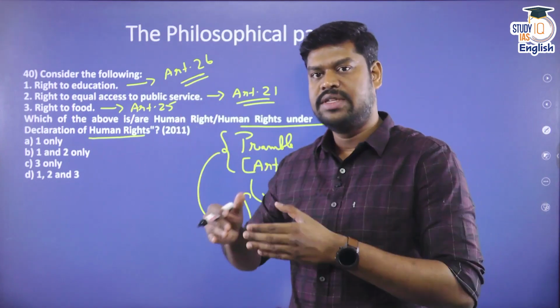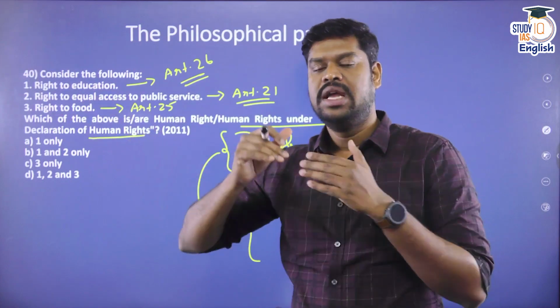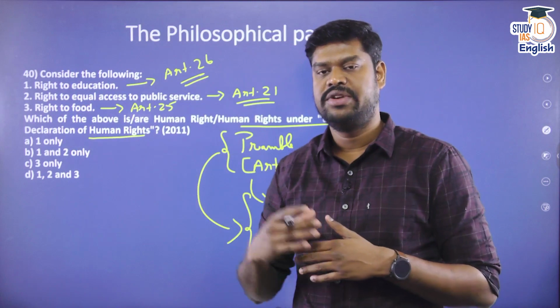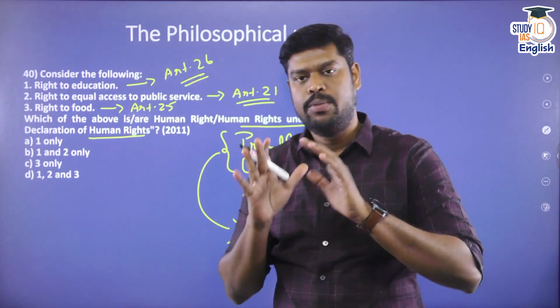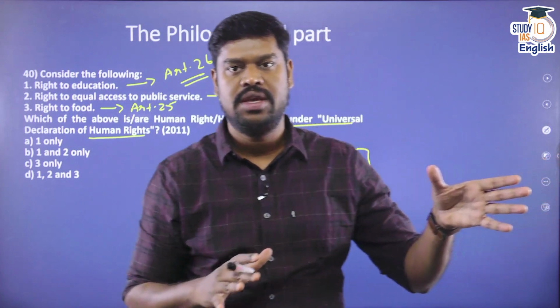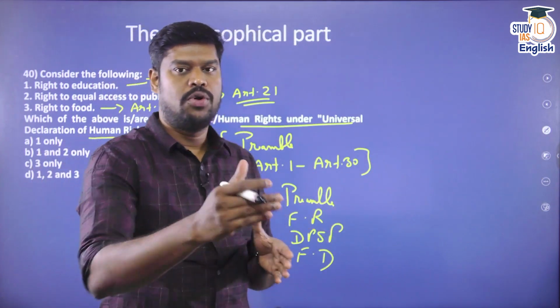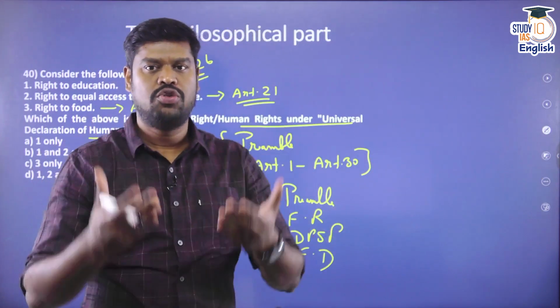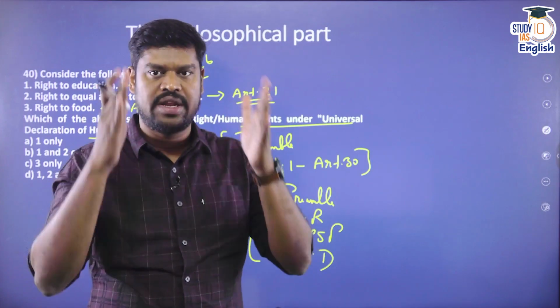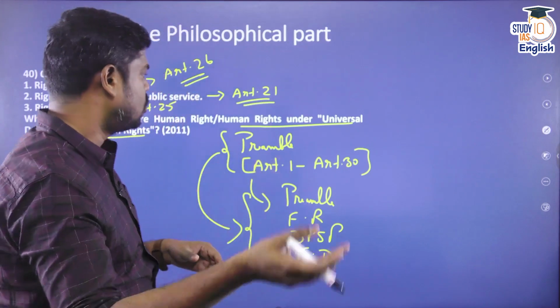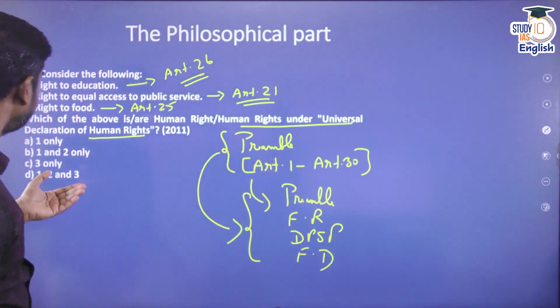Just see that whatever is given has any relation to the preamble, the DPSP, the fundamental rights, or the fundamental duties. Most likely these provisions are there in the United Nations Declaration of Human Rights. This is one way of going about it. Another way is that you can go through these articles once and have a fair idea in your mind as to what they deal with. That's also another way that you can go about it.